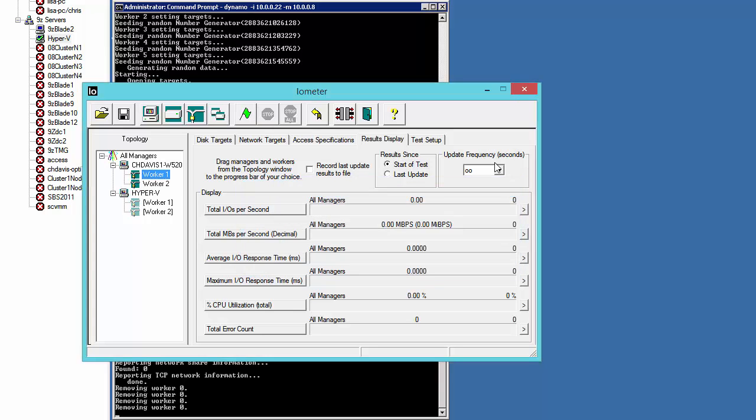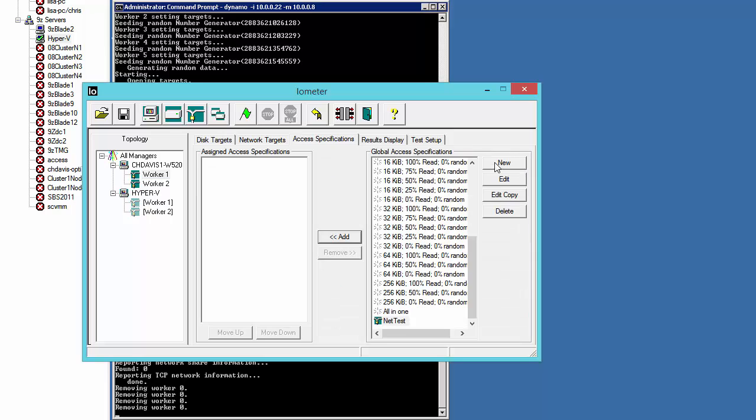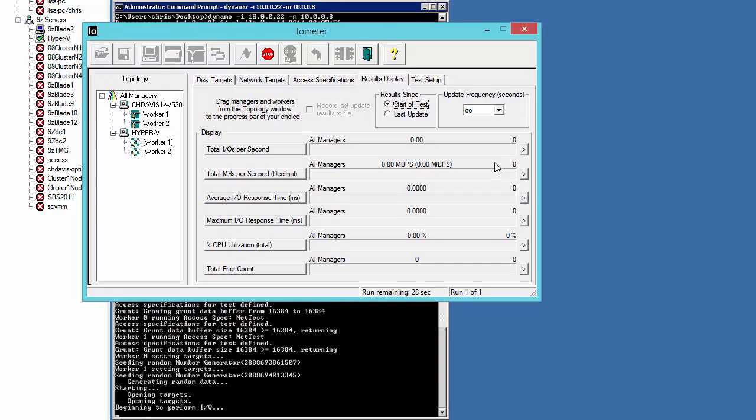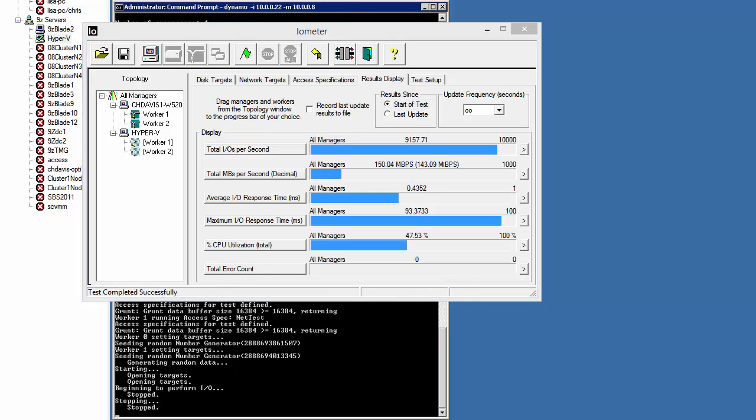Oh, worker 1 didn't have any. So we need to give him one too. So worker 2 and worker 1 both have those. Back to results display, click go, and you can see that IO meter remotely began to run its test, and it is running right here on this box. And so now we'll let that run for its 20 seconds. Pause the video, come back, and look at the report really quickly.